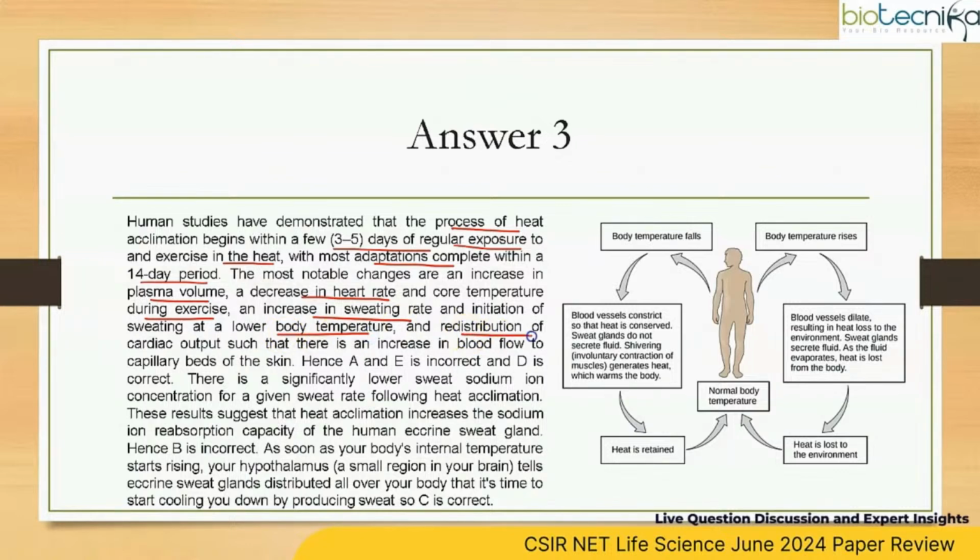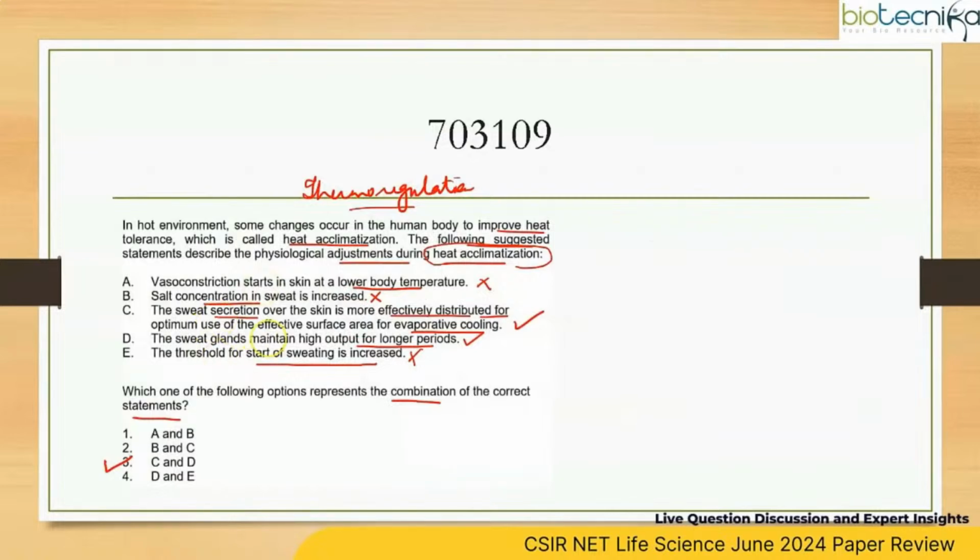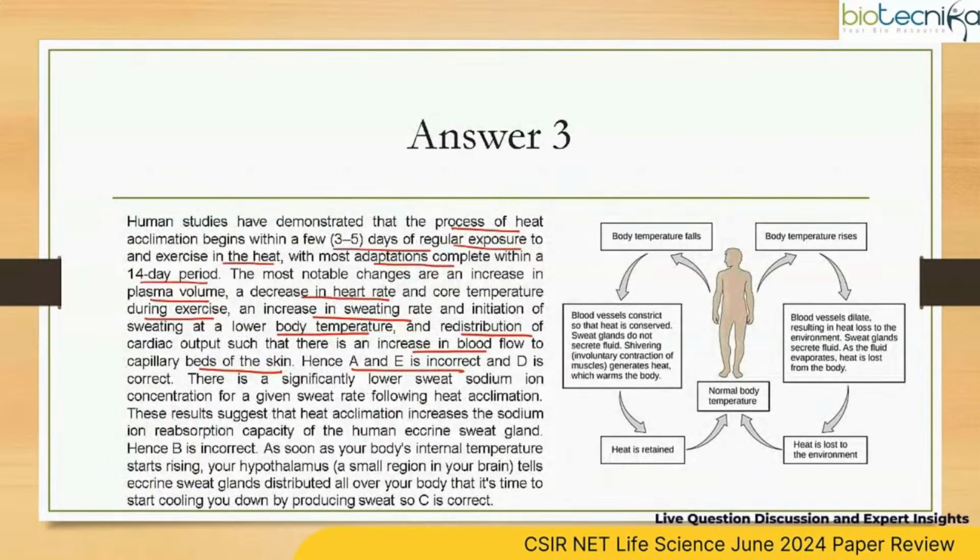Okay, as well as there should be redistribution of cardiac output. So there will be an increase in blood flow to the skin so that more heat is released. So that is why, if we go through these statements, A and E are incorrect while D is correct. High output for longer periods, sweat glands will sweat. So D is correct. And as I said, it should be vasodilation. So A and E are not correct.